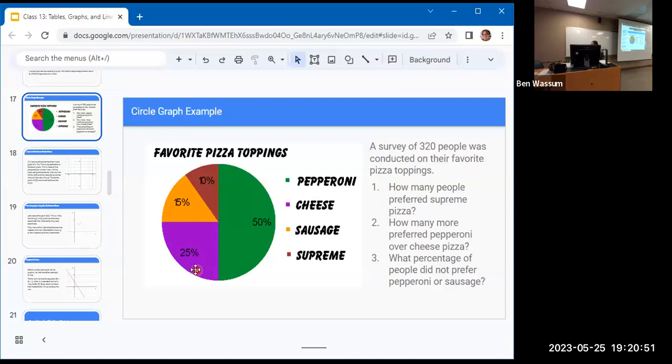Number 1 was looking at just the supreme. And number 2, let us figure out what 25% of this thing was. So 10%, 25%, just add those two guys together. So you got a grand total of 112 people.